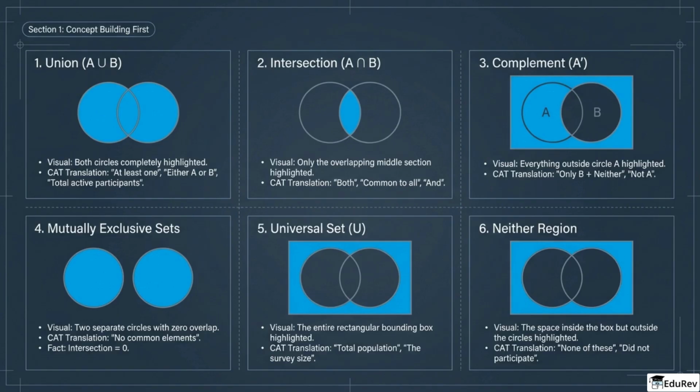The universal set is the complete group under discussion, and the neither region is everything outside the sets but still inside that universe. Here's a trap you need to be aware of. CAT often hides meaning inside ordinary words like only, either, neither, and at least one.